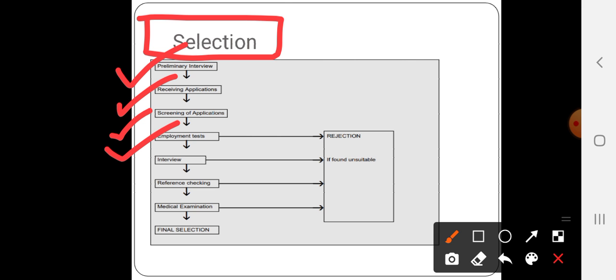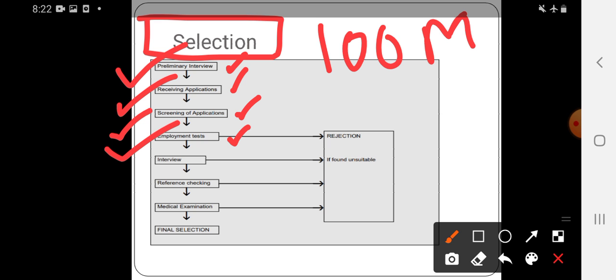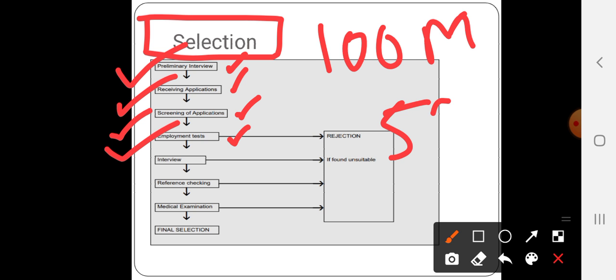First of all, they will make a telephonic call. Then they'll tell you to submit your application, they check your application and your resume, and then they call you for a test. Once you qualify, for example, they mention that you should score at least 50%. Suppose the question paper is of 100 marks, they tell you to score at least 50 so that you are eligible for the next round.